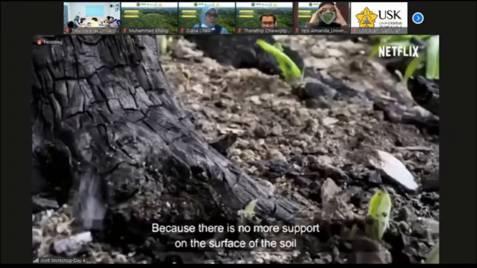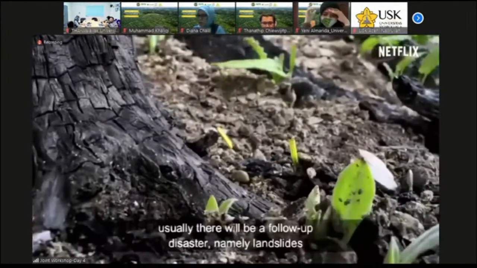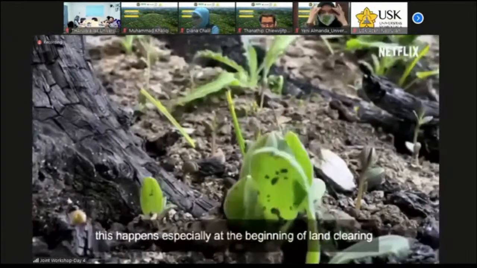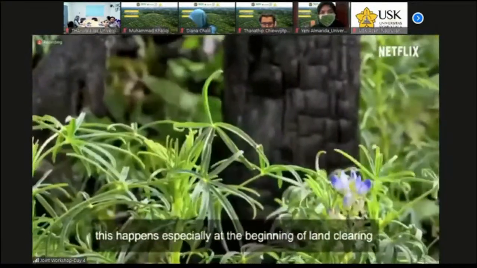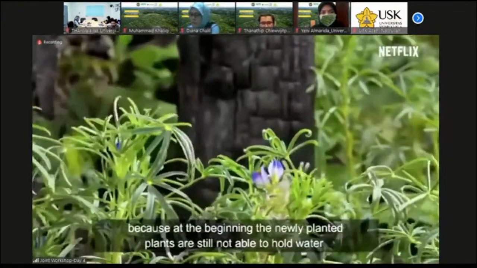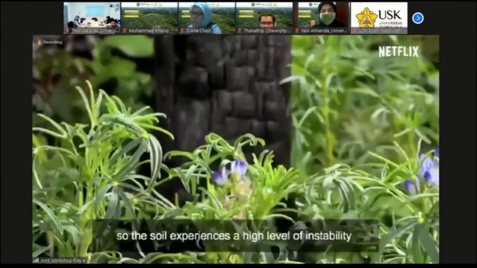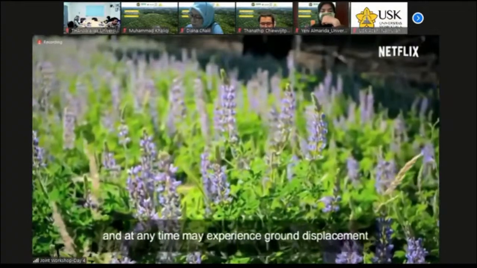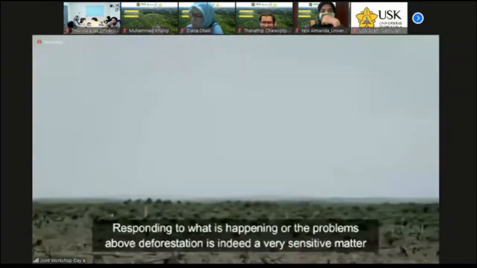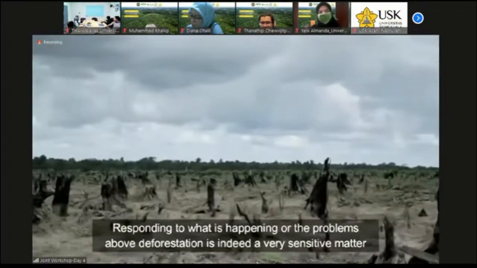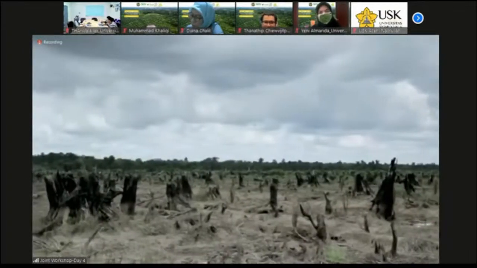Because there is no more support on the surface of the soil, usually there will be a follow-up disaster, namely landslides. This happens especially at the beginning of land clearing, because at the beginning the newly planted plants are still not able to hold water, so the soil experiences a high level of instability and at any time may experience ground displacement. Responding to the problems above, deforestation is indeed a very sensitive matter.